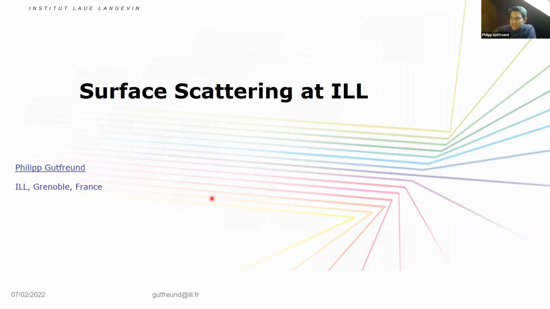Yes, I'm Philipp Gutfreund, and I'm an instrument scientist at the Institut Laue-Langevin in Grenoble in France. So we have a research reactor in Grenoble which produces neutron beams, and I will talk about the possibilities we have in surface scattering at the ILL, and I'll show some examples. Mainly one from Dejan. I will also talk in his name with this.